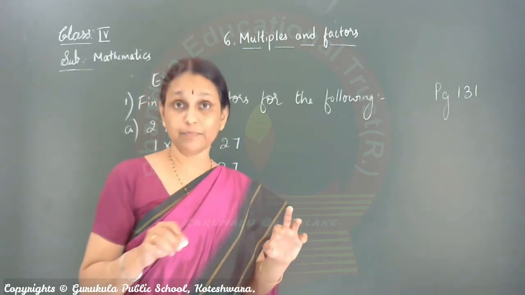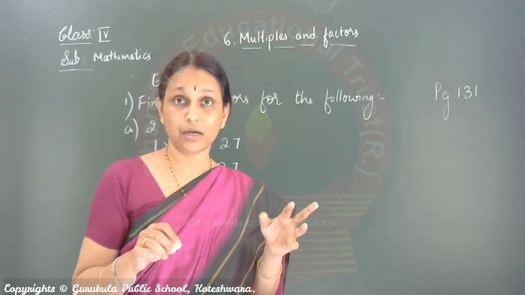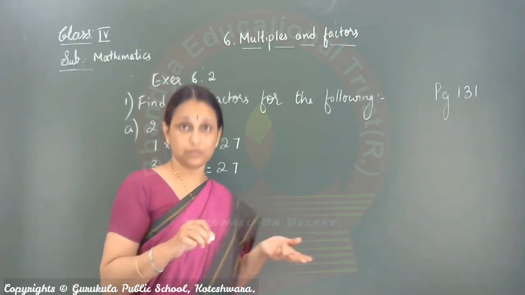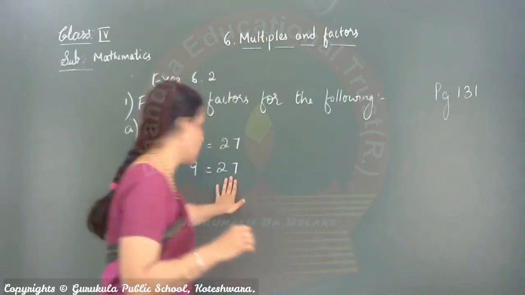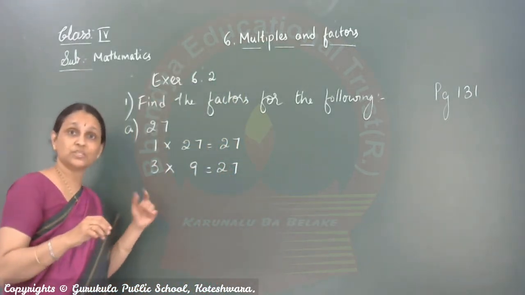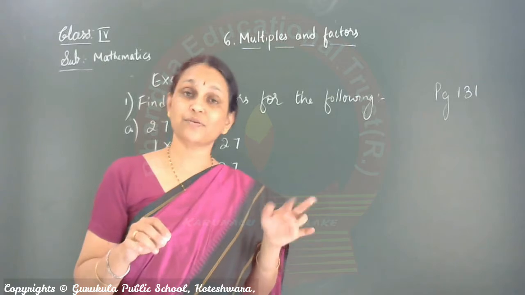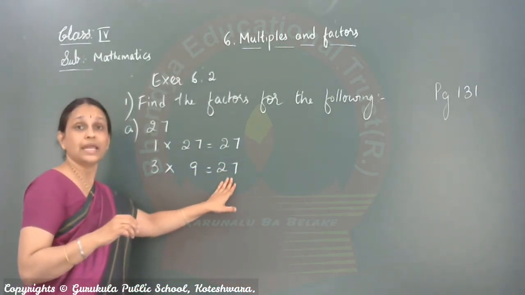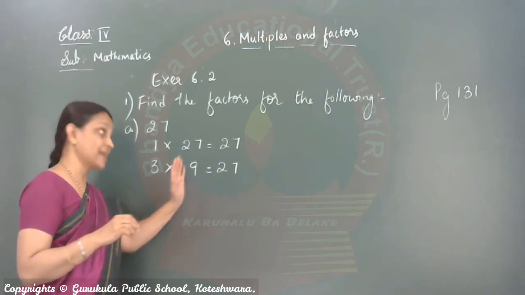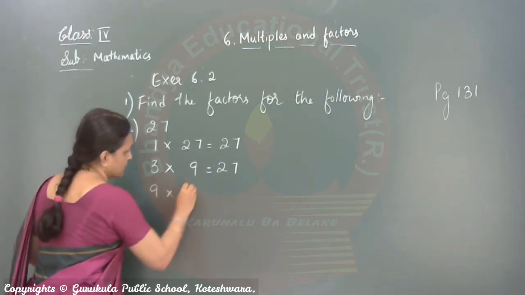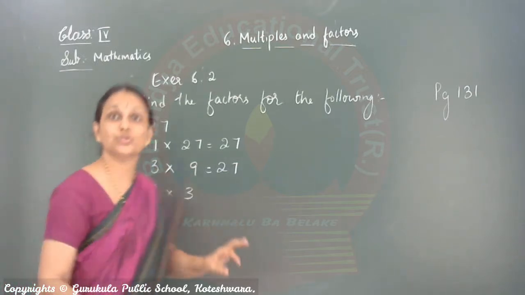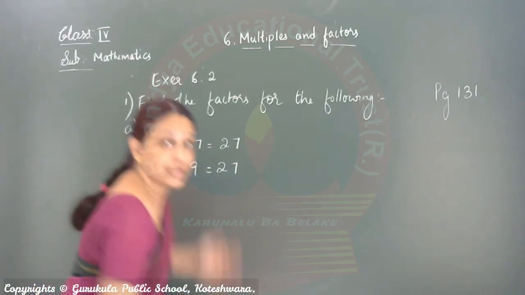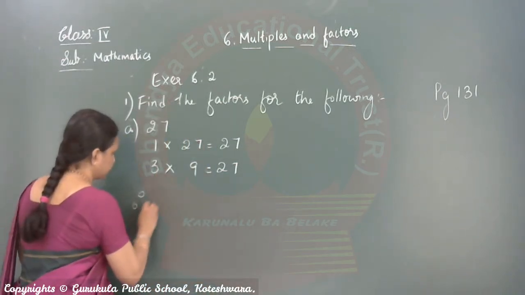6 tables, will it come? 6 ones are 6, 6 twos are 12, 6 threes are 18, 6 fours are 24, 6 fives are 30. It will not come. 7 tables, will it come? 7 threes are 21, 7 fours are 28. You have to be very fast, children. Then 8 tables, will it come? No. 9 tables, again you have to write 9 threes, it is repeated, so you should not write.